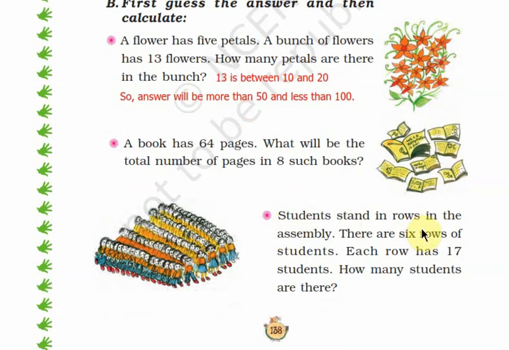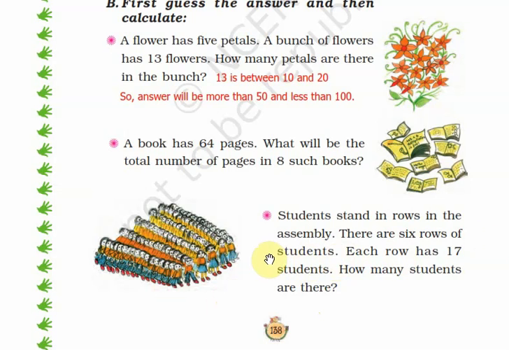Students stand in rows in the assembly. There are 6 rows of students. Each row has 17 students. How many students are there? So, you all stand in assembly. For assembly, all the students will be standing on the ground. Likewise, these students are also standing on the ground for the assembly.